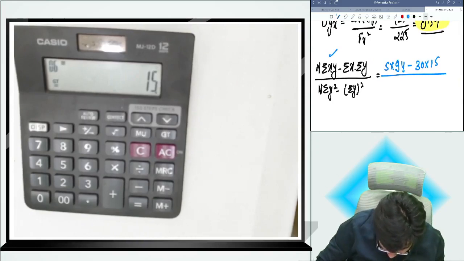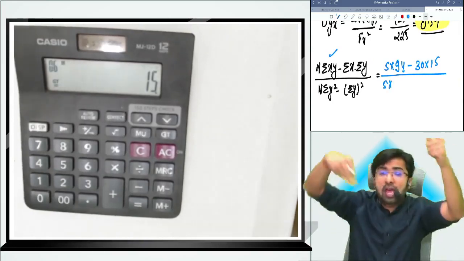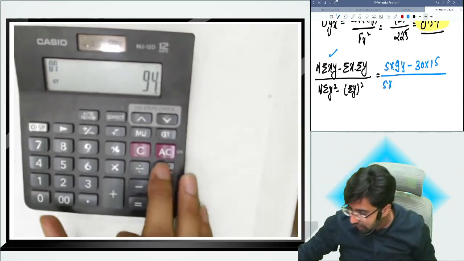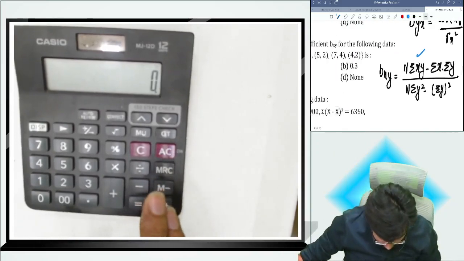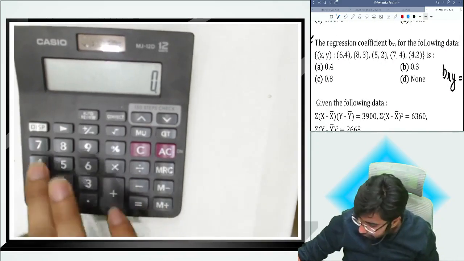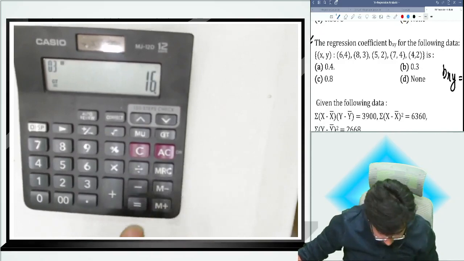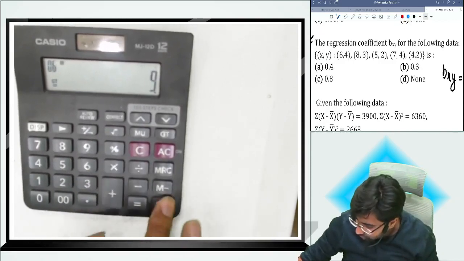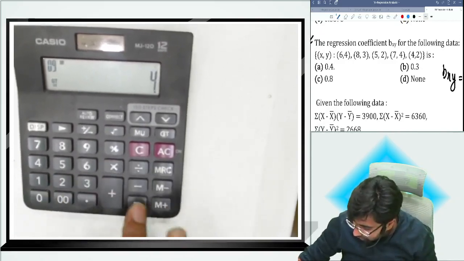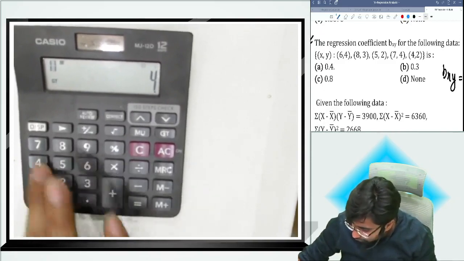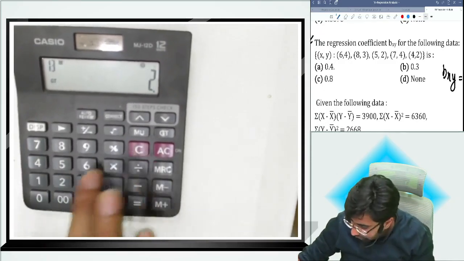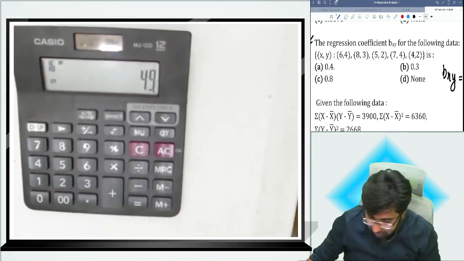What is n? 5. Guys, now take square of y and add it. Let's do that. 4 square, 4 into 4, M plus. 3 into 3, M plus. 2 into 2, M plus. 4 into 4 again, M plus. 2 into 2 again, M plus. MRC. Guys, how much is it? 49.